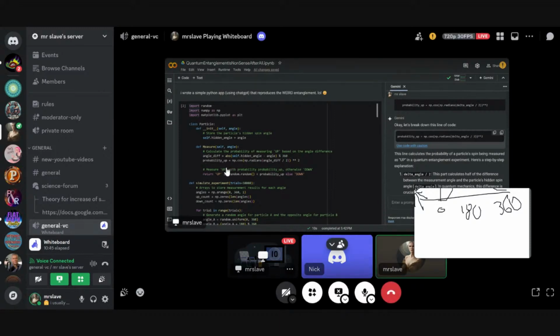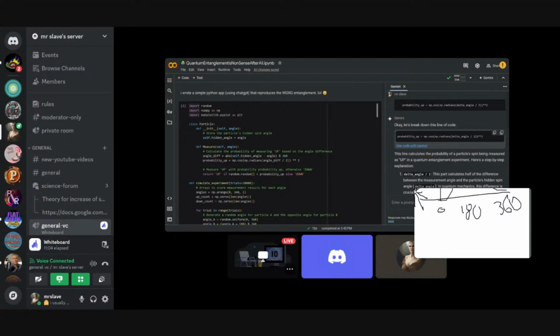Let's go through the code. Angle difference is some angle difference. You do the difference, and then you calculate the probability on your own. You see, there's no communication. With the hidden angle, the particles don't know what the other guy measured. B doesn't know what the result was for A, even though we measure B only after A is measured.